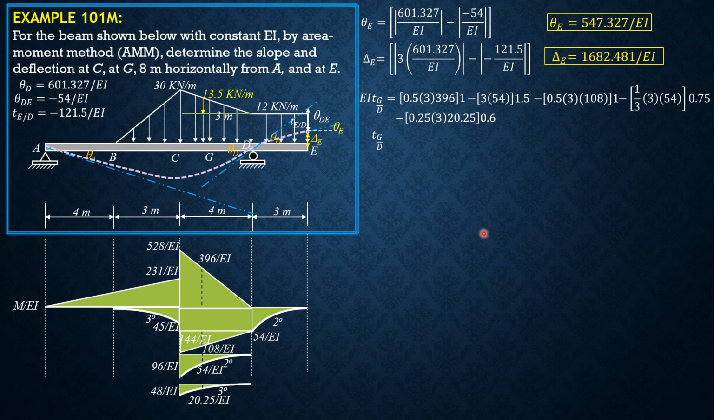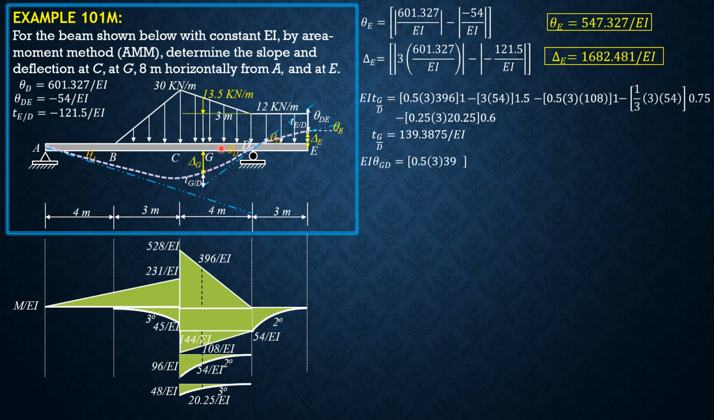Using your calculator, deviation of G relative to D is equal to positive 139.3875 over EI. So that means point G on the elastic curve is above the reference tangent at D, as shown in the figure. So this is deviation of G relative to the tangent at D. So that's why it's positive. Point G is above the reference tangent. Then this is delta G.